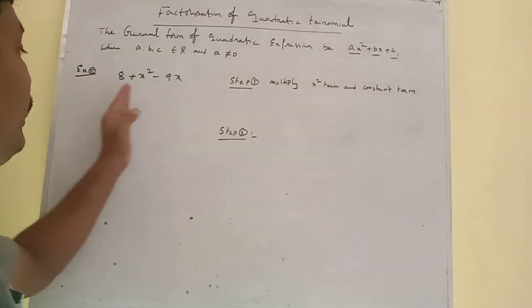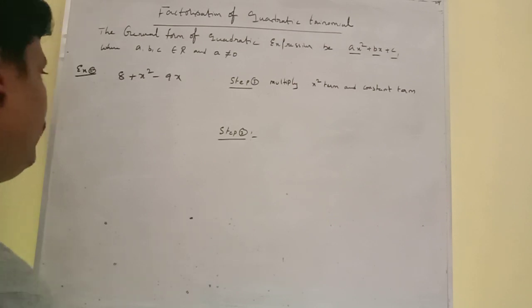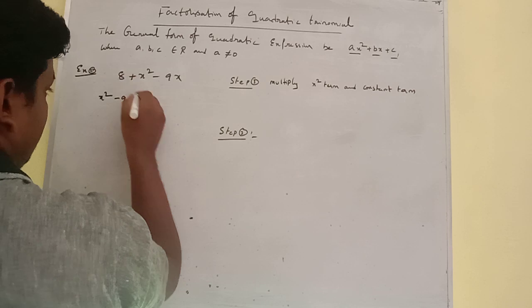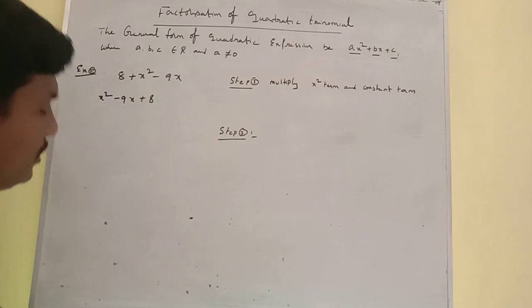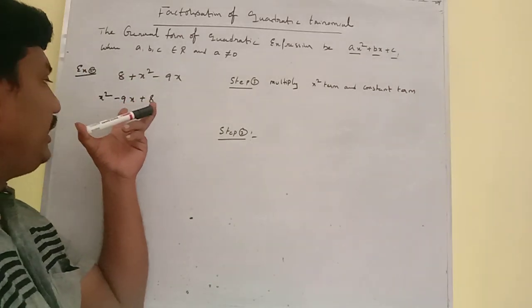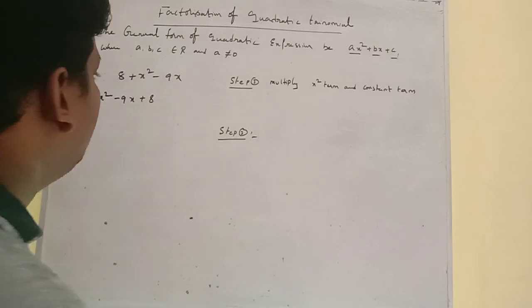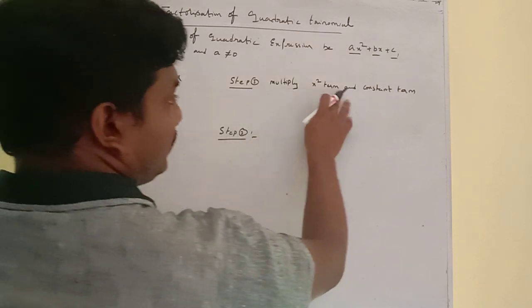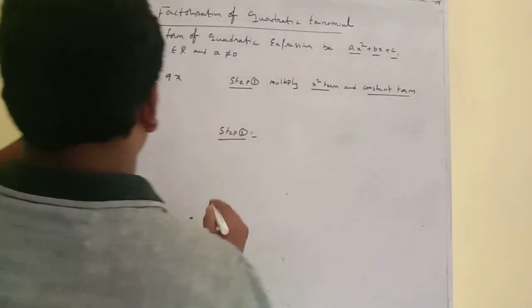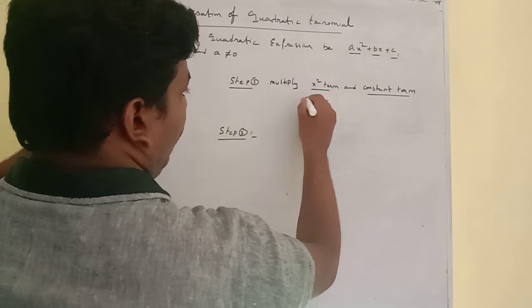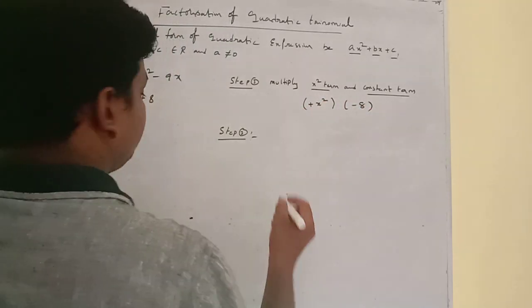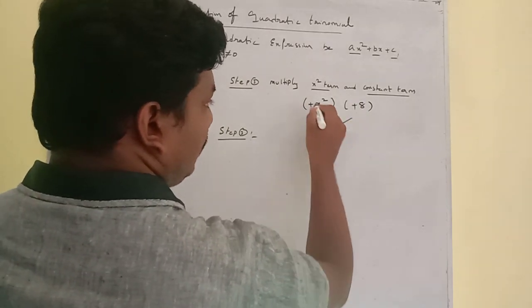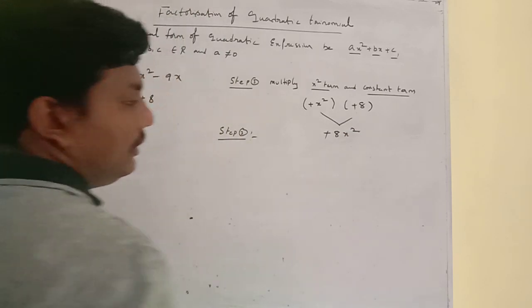First of all we are going to arrange the given terms in order. First the highest degree, that is x square, next 9x, next plus 8. So this is now x square minus 9x plus 8. Now multiply the x square term and the constant term. The x square term is plus x square and the constant term is plus 8, so multiplying these two, plus into plus is plus, we get 8x square.